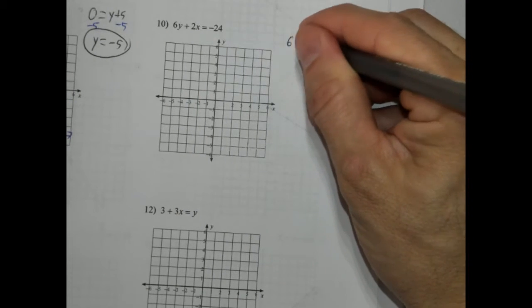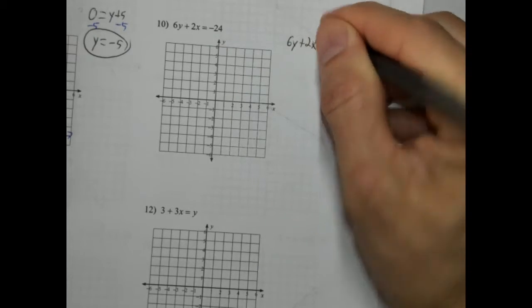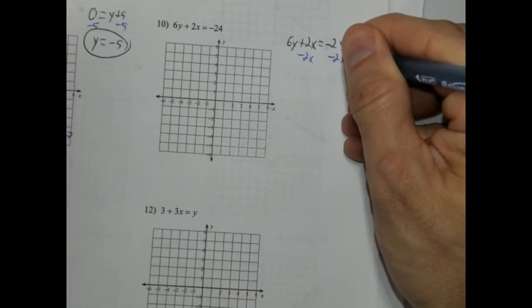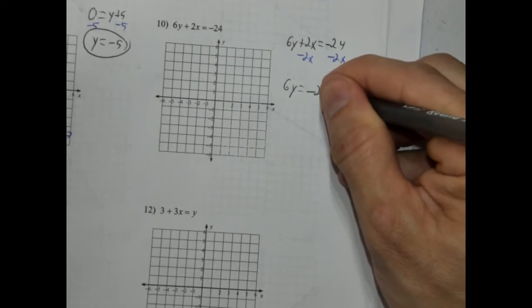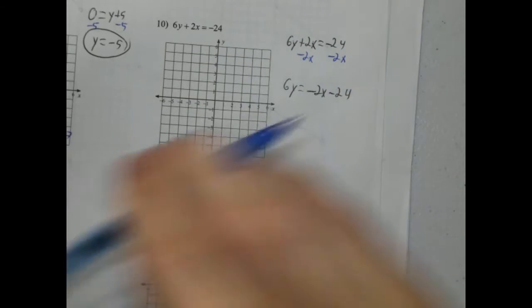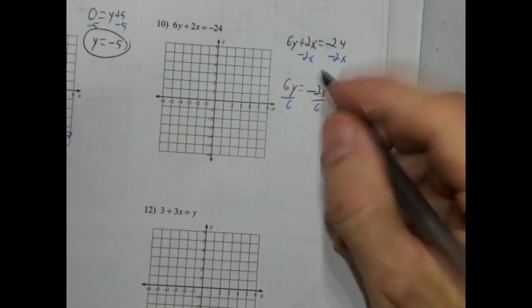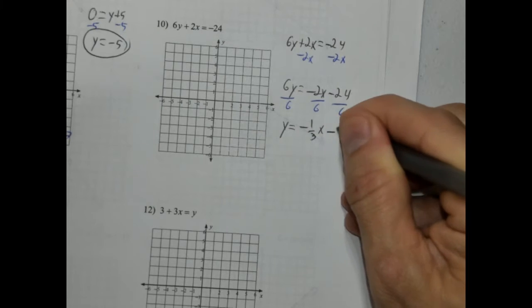let's rewrite this. So 6y plus 2x equals negative 24. We want to get y by itself, so we'll start by moving this 2x to the other side. We're going to say 6y equals negative 2x minus 24. Divide everything by the coefficient, 6. Y equals negative 1/3 x minus 4.